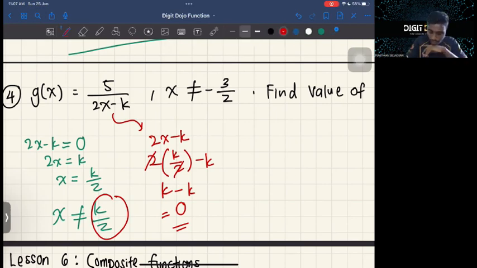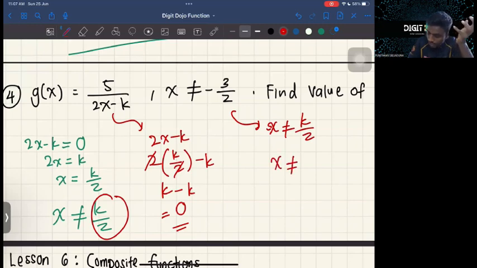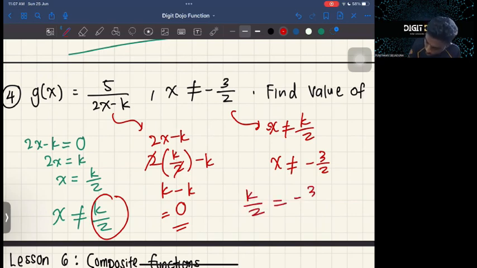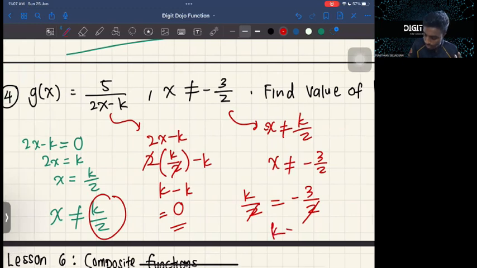Okay, great. And what they said is x can never be negative 3 over 2. We found out x can never be k over 2. What they give, x can never be negative 3 over 2. Now, can I say that k over 2 is equal to negative 3 over 2? Makes sense. Now, I'm just cutting out this over 2 on both sides. Get to know that k is negative 3.